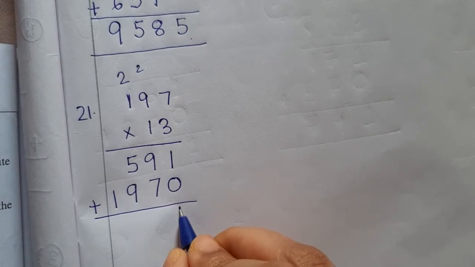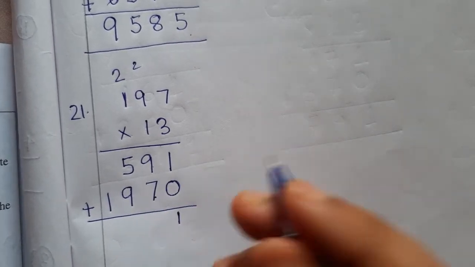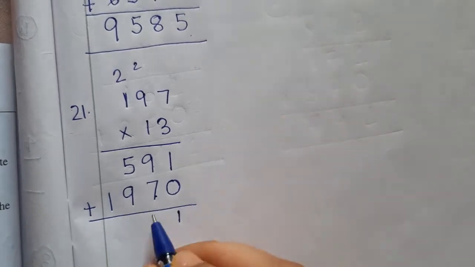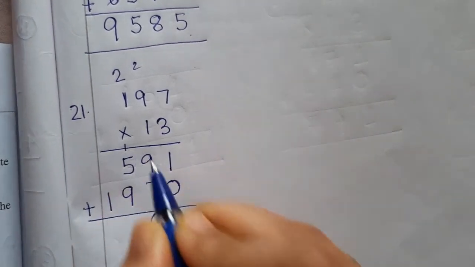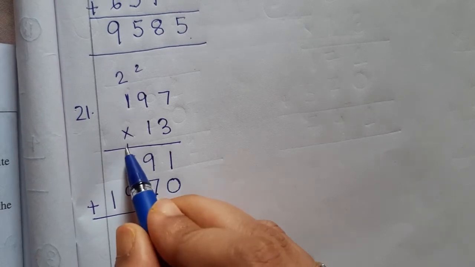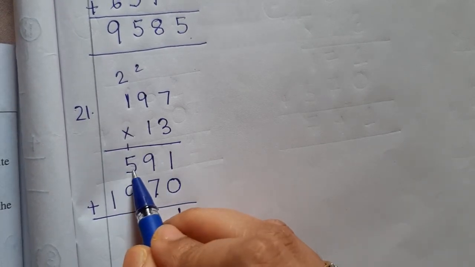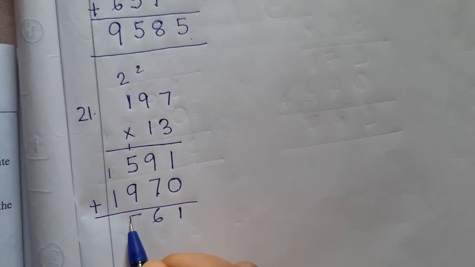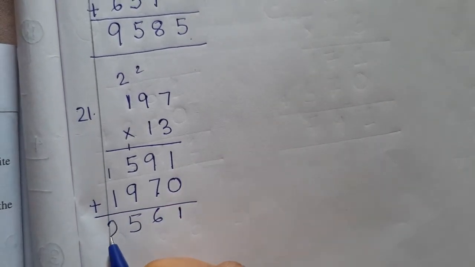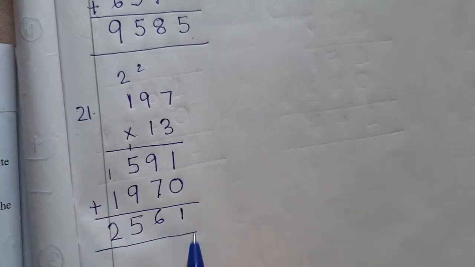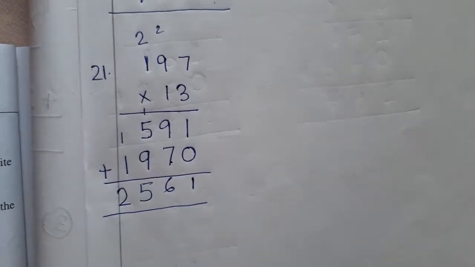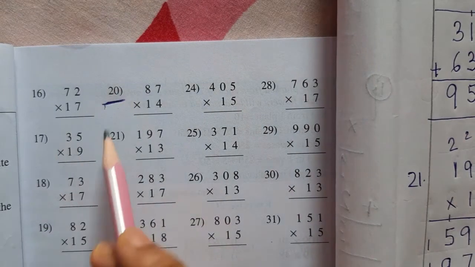1 plus 0 is 1. 9 plus 7 is 16, carry forward this 1. Now 9 plus 1 is 10, 10 plus 5 is how much? Easy, 15. 1 here and 5 here. And 1 plus 1 becomes 2. So 2561 becomes the answer. Alright. So I did question number 21.